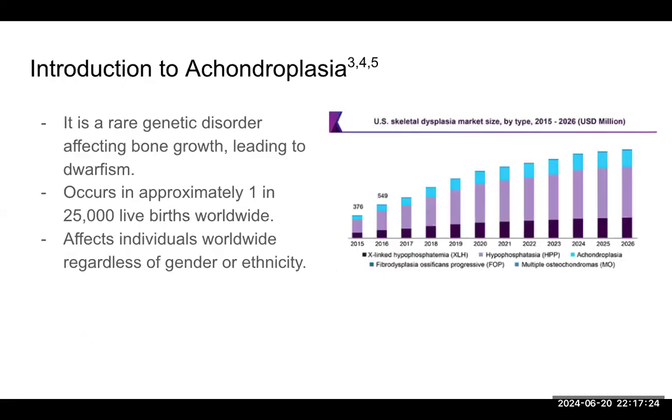Skeletal dysplasia is a group of rare genetic disorders that affect bone and joint development and can also impact cartilage and neurological function. As seen in the image here, achondroplasia is only one of these disorders, occurring in around 1 in 25,000 live births, so it's still a rare disorder. Achondroplasia affects both males and females equally and occurs in all ethnicities and racial groups.